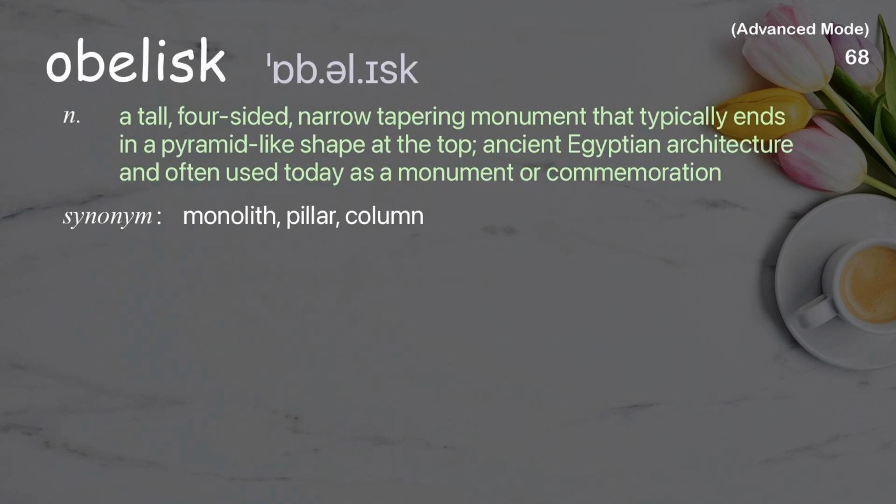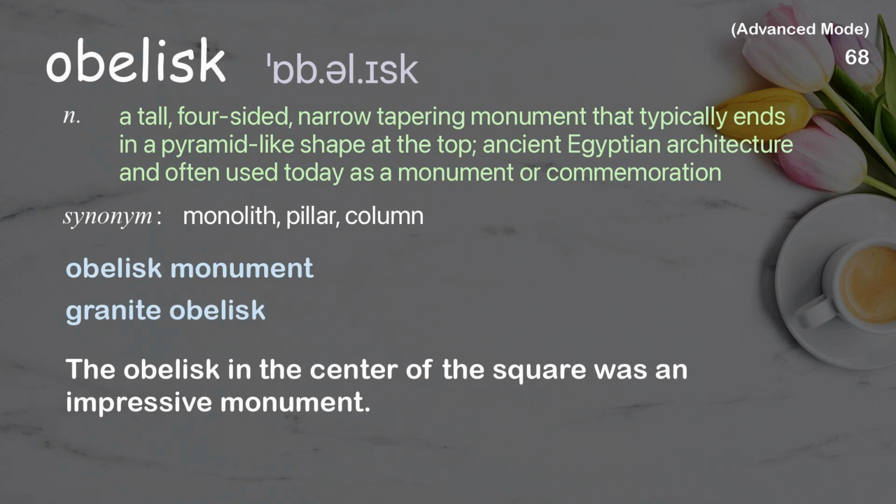Obelisk. A tall, four-sided, narrow tapering monument that typically ends in a pyramid-like shape at the top, ancient Egyptian architecture and often used today as a monument or commemoration. Examples: Obelisk monument. Granite obelisk. The obelisk in the center of the square was an impressive monument.